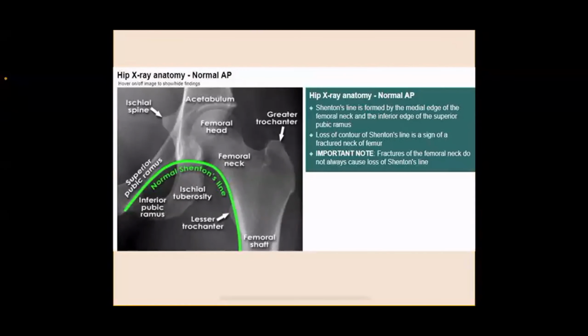Normal X-ray anatomy. So the X-ray of the hip showing the Shenton line, which is a line formed by the medial edge of the femoral neck and the inferior edge of the superior pubic rami. So loss of contour of the Shenton line is a sign of a fracture of the neck of the femur. Fracture of the neck of the femur does not always cause loss of Shenton line.